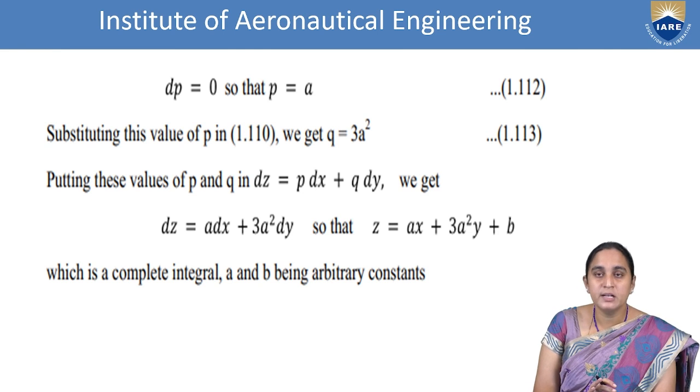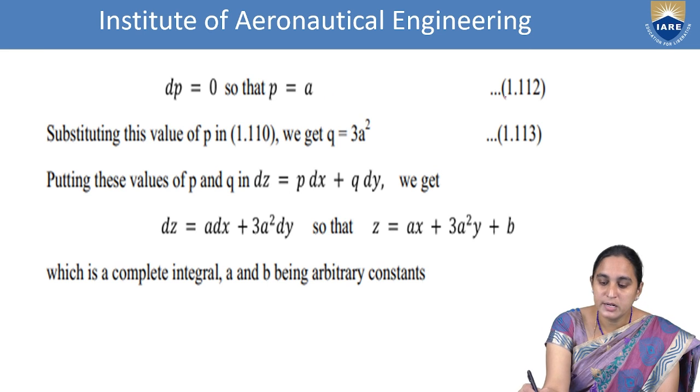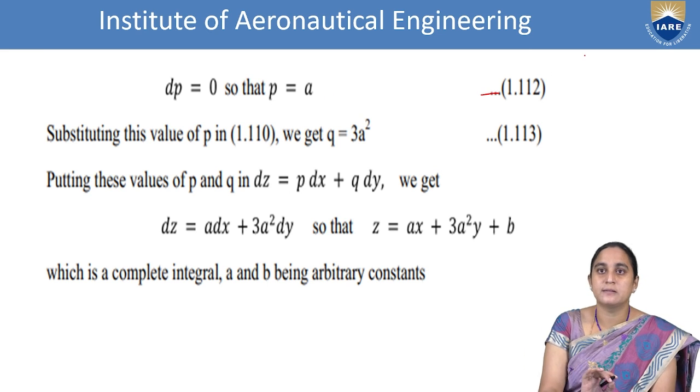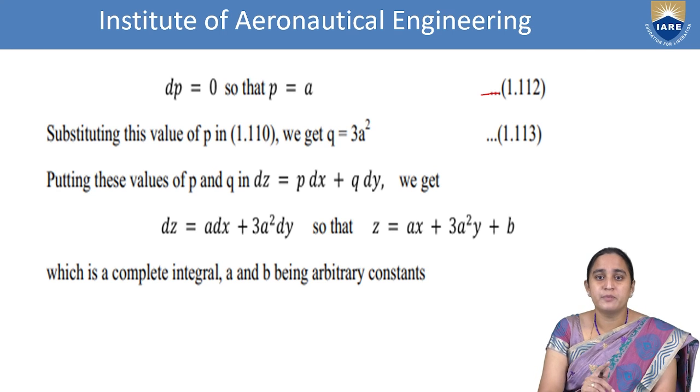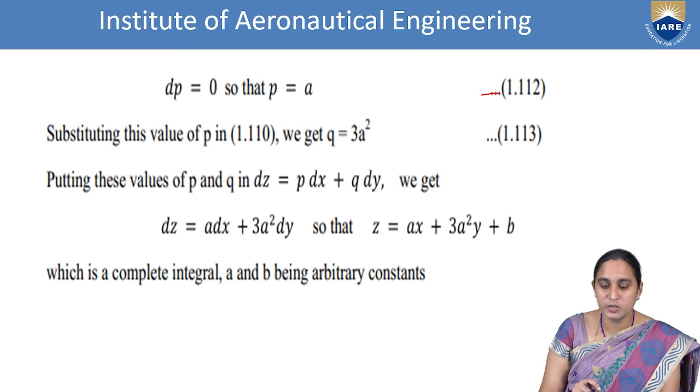So integrating on both sides, p is equal to what? a. Let us take that as the third equation. From the auxiliary equation, from the first fraction only I got the p value, that is p is equal to a. Then substitute that p value in the first equation. What is the first equation? That is the given question.